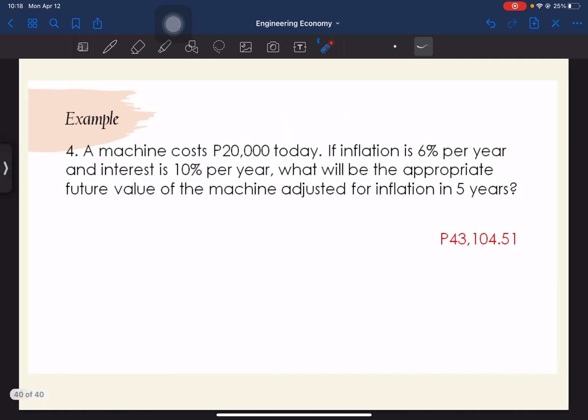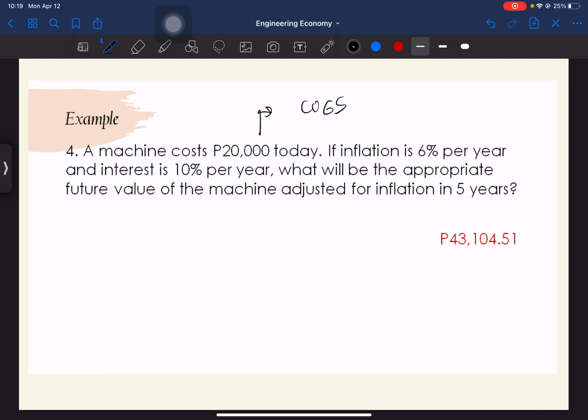And lastly, we have number 4. A machine costs 20,000 pesos today. If inflation is 6% per year and interest is 10% per year, what will be the appropriate future value of the machine adjusted for inflation in 5 years? Okay? So this is a commodity because this is a machine.